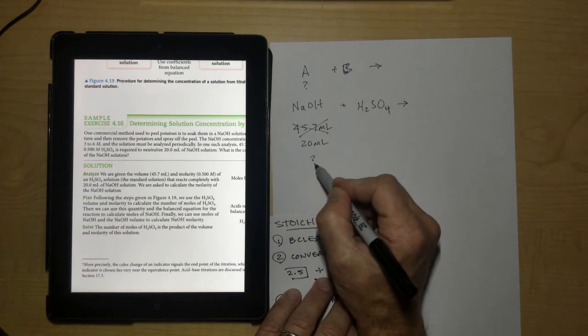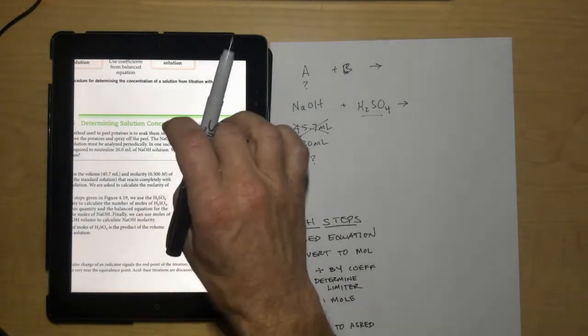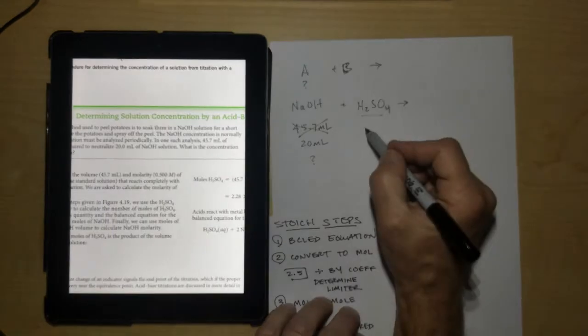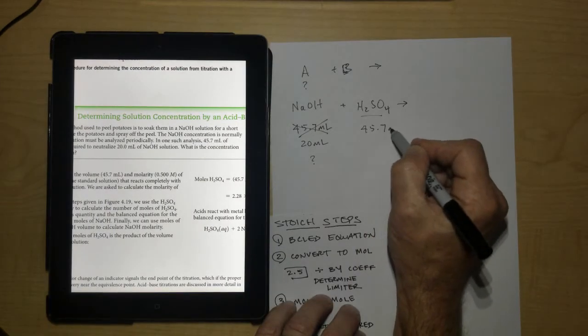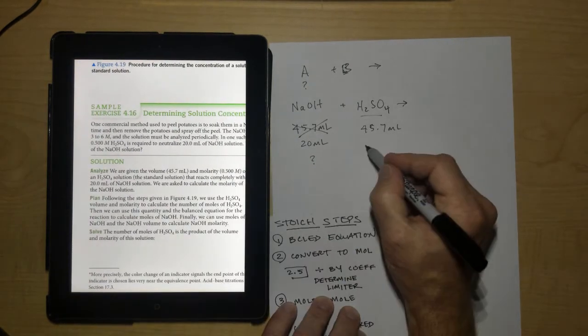So we want to know the concentration of this guy right here. And we're told some data about the H2SO4. We're told that 45.7 milliliters are needed to neutralize it, and it is 0.5 molar.